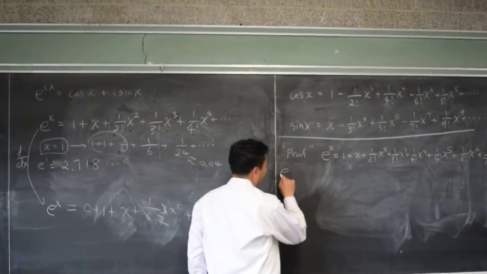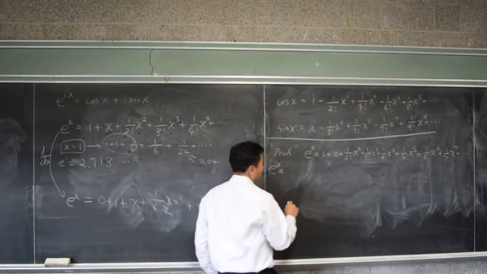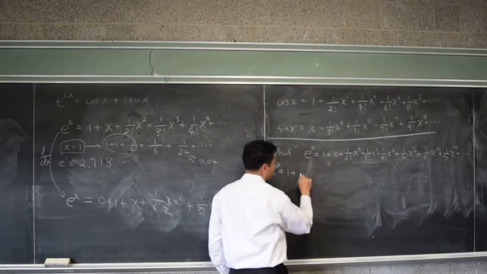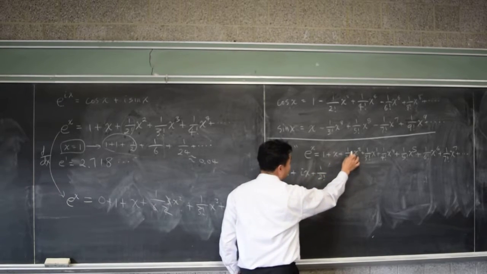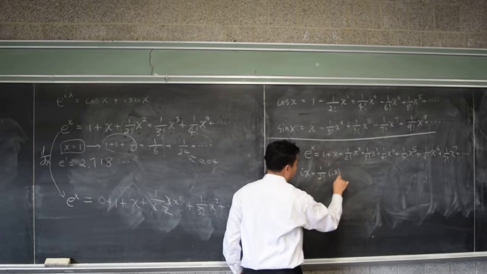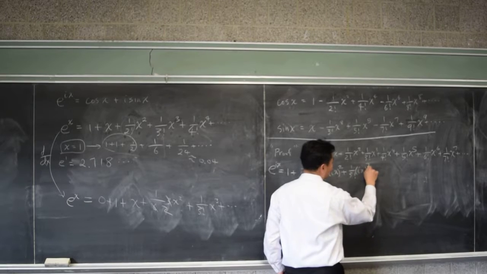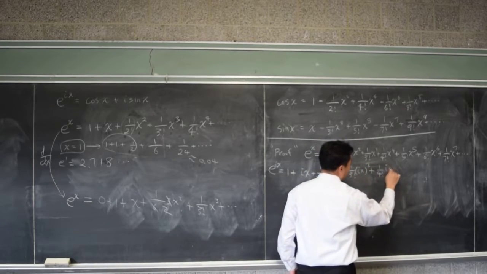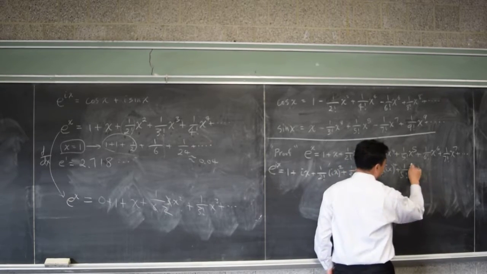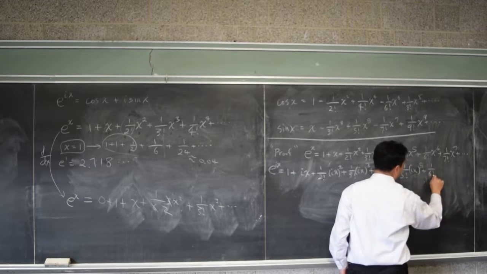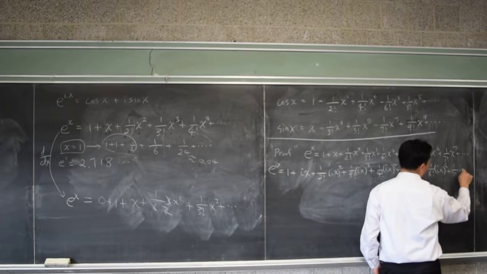And then e to the ix, because I'm replacing x by ix, I should replace every x that I see by ix, plus 1 over 2 factorial. Instead of x squared, it will be ix squared, ix to the third, ix to the fourth, ix to the fifth, ix to the sixth, ix to the seventh.